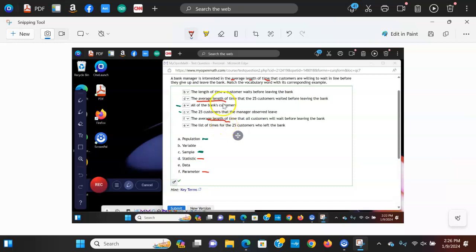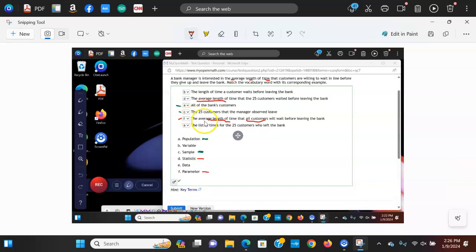All right. Now, which one is parameter? Which one is statistic? Ironically, P is the first letter in parameter, and P is also the first letter in population. So whichever one of these two refers to the population, doesn't say the word population, but all the customers, that refers to the population. Okay, that is our parameter. So that would be F.